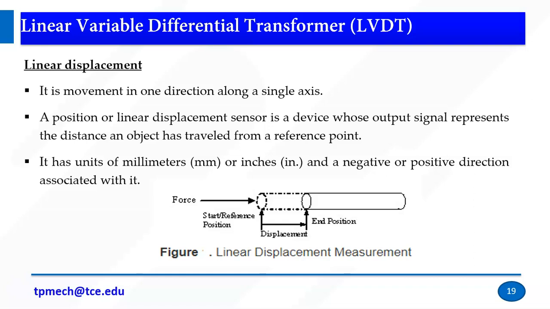So a position or linear displacement sensor is a device whose output signal represents the displacement. If any linear displacement happens, it will sense it and give a signal. Generally the movement may be represented in millimeters or inches, or in terms of negative or positive direction associated with it. So there is a direction, because displacement is a vector quantity. We need to consider direction also, so it may be positive or negative.